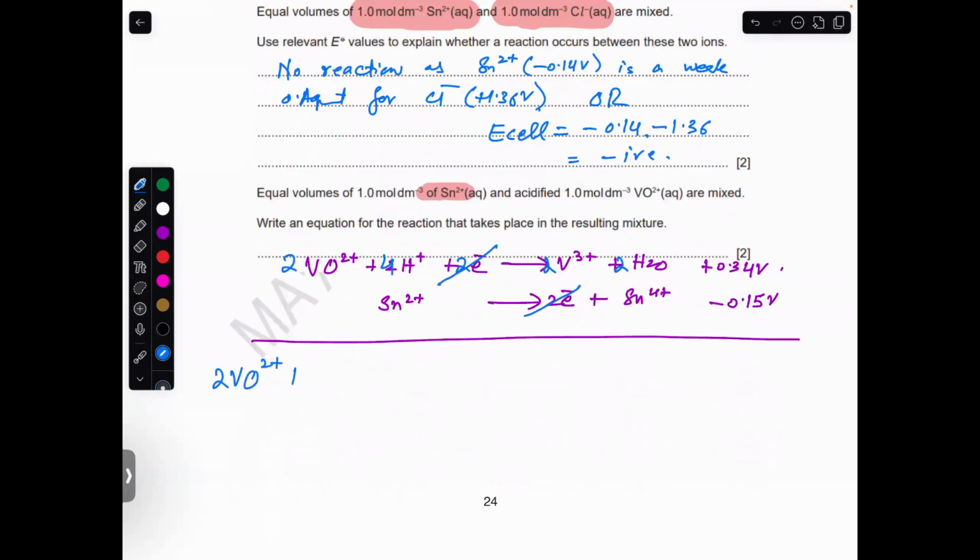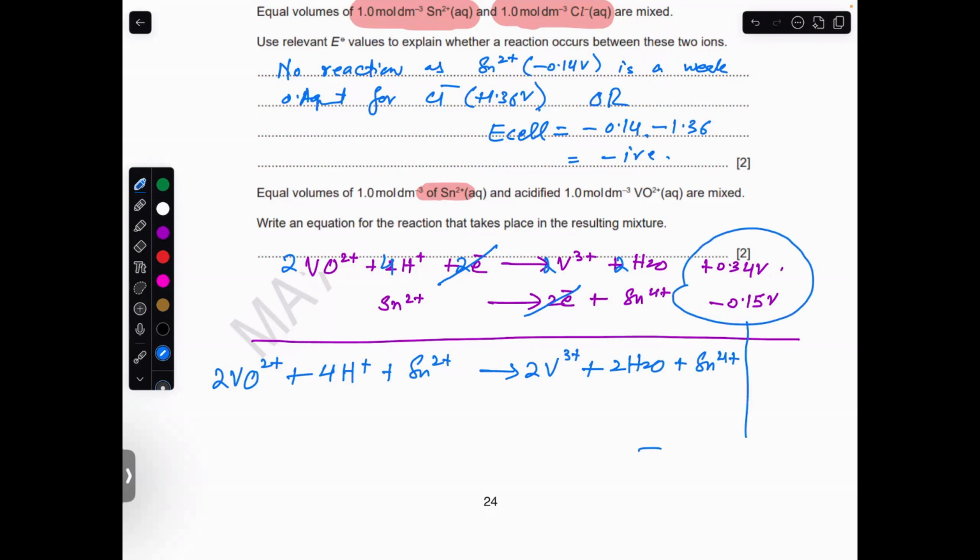Yes. This is your overall equation. And what is the E cell? And you can calculate delta G by using the formula. Delta G is what? Minus nF E cell divided by 1000. It's not part of this question, just for revision purposes.